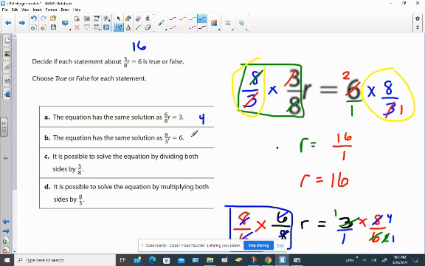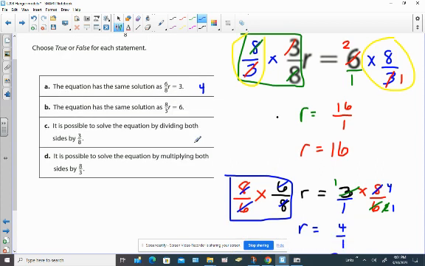So you're going to do a similar process with B. You'll go ahead and use the reciprocal, multiply both sides by 3/8, and see what you get for an answer. So hopefully you can take it from there.